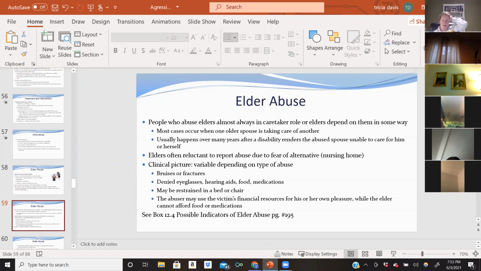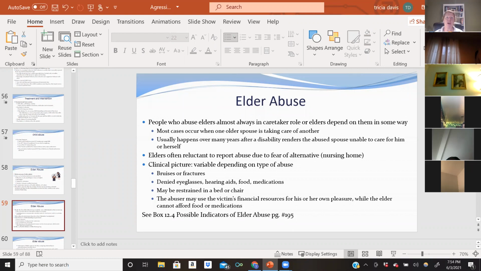So if we see those things, we have to make sure that we ask questions and put it in context to the whole situation. Patients may say that they're denied eyeglasses or hearing aids, or that they're not getting food or their medication. We may think they're being restrained in a bed or a chair, or being left in a bed or a chair and never being turned, or not being given the opportunity to be mobile, like getting into a wheelchair and coming out into the living room with other family members.